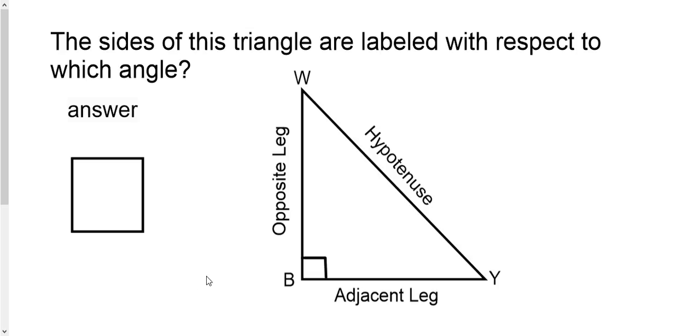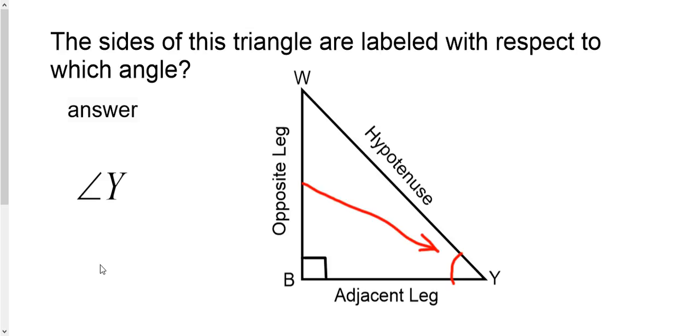Next one, again I look for that opposite side or opposite leg here. And then I know they're labeled with respect to the angle that is opposite it. That's why this is called the opposite side, because it's opposite this angle right here. So these are labeled with respect to angle Y. Again, if you got any questions, let me know. You'll get some of those questions on your quizzes and tests.